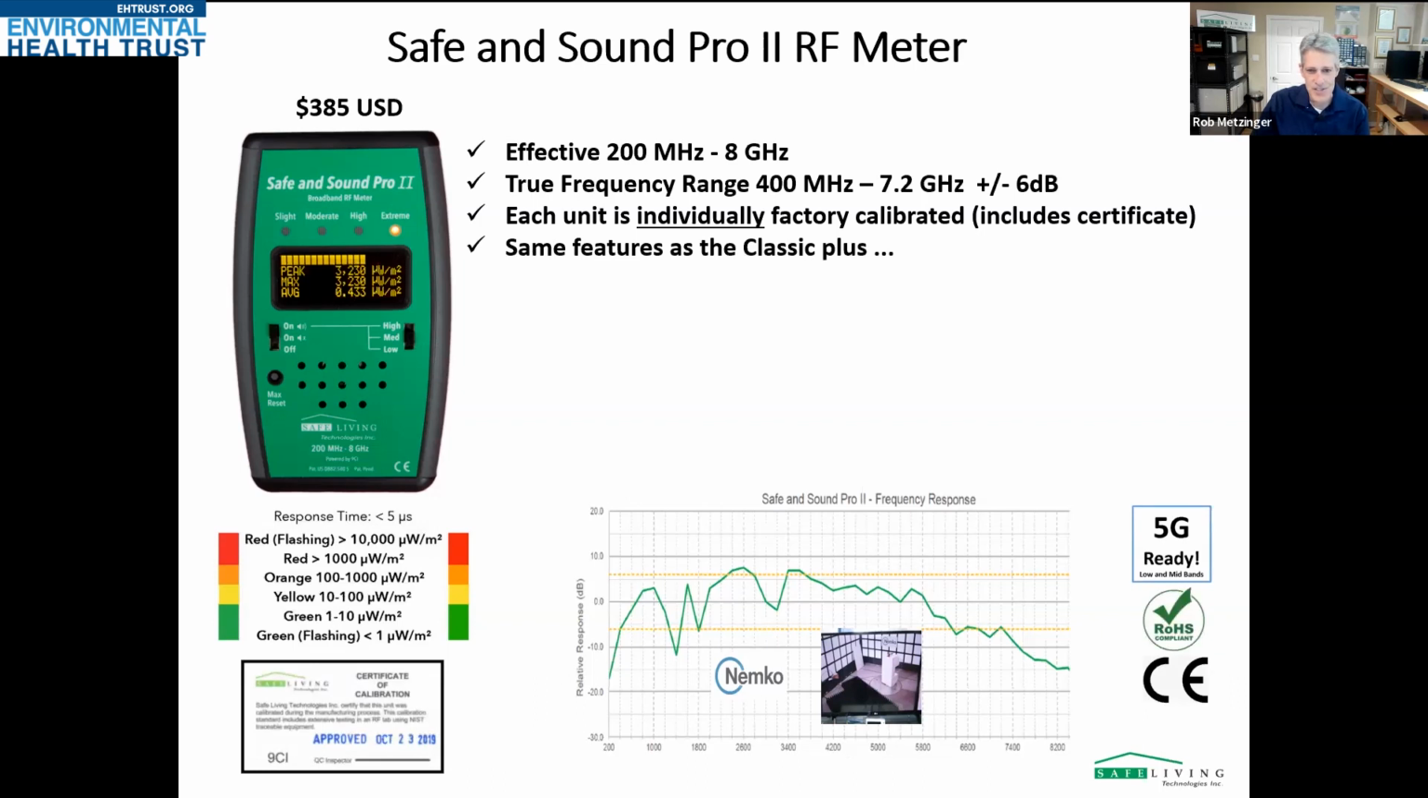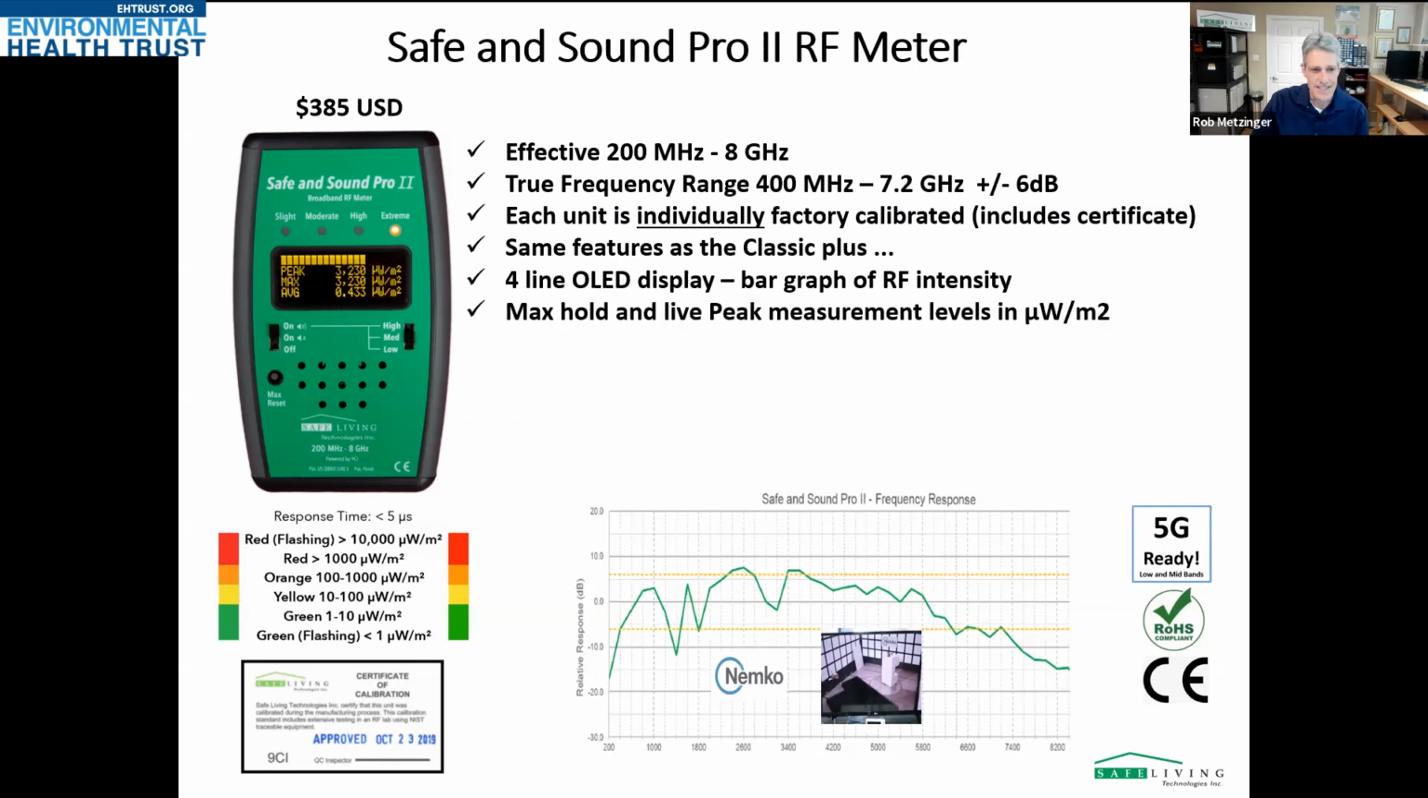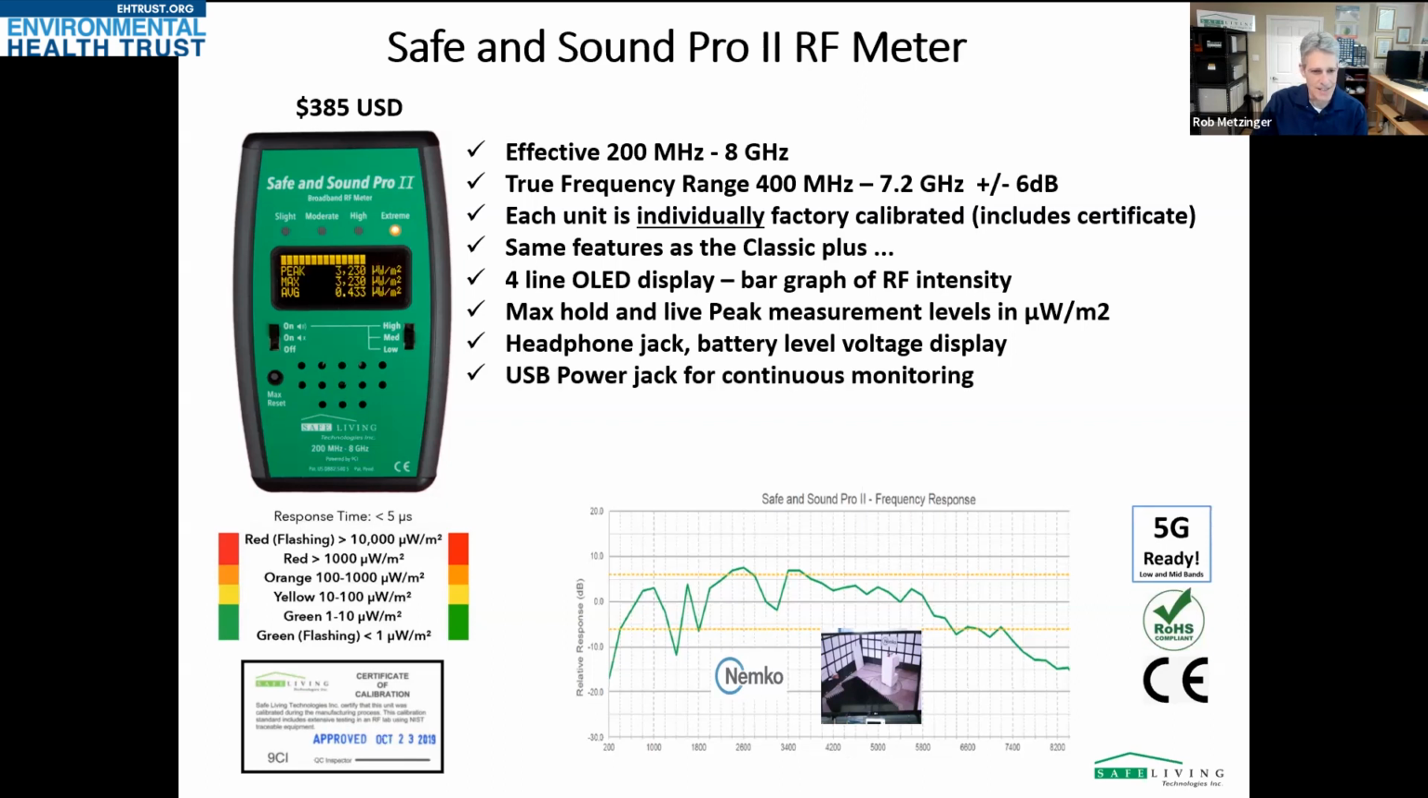And it has the same features as the Classic, plus others, which actually gives you a digital readout as a 4-line OLED bar graph of the RF intensity. It has a max hold and live peak measurement. They're measured in microwatts per square meter. It has a headphone jack. It shows you the battery level when you start it up. It shows you the voltage on the battery, so it lets you know how much battery life you have left.